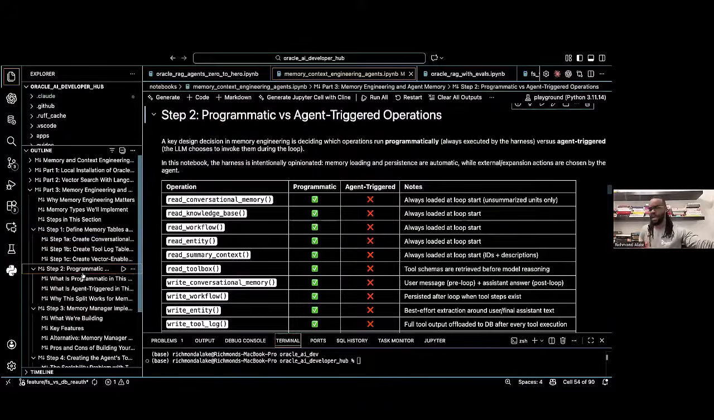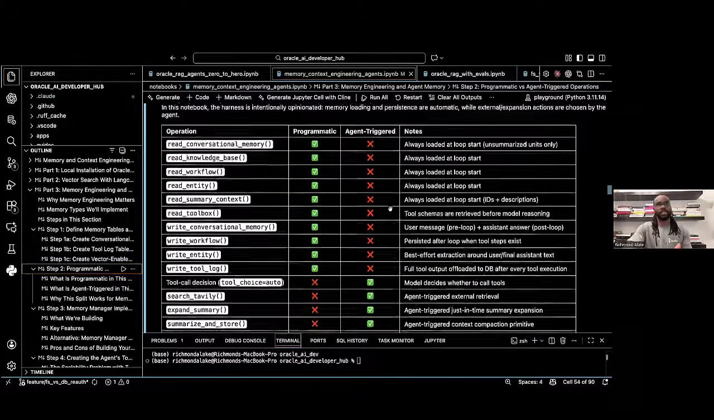Another key point I want you guys to come away with is that whenever we talk about memory operations, there are two classifications for it. You can have a programmatic or deterministic operation, or you can have one that is agent triggered. Now, what do I mean? You can give your agent tools to manage its own memory, or you can just write the code for handling memory yourself. There are pros and cons to each of these methods.